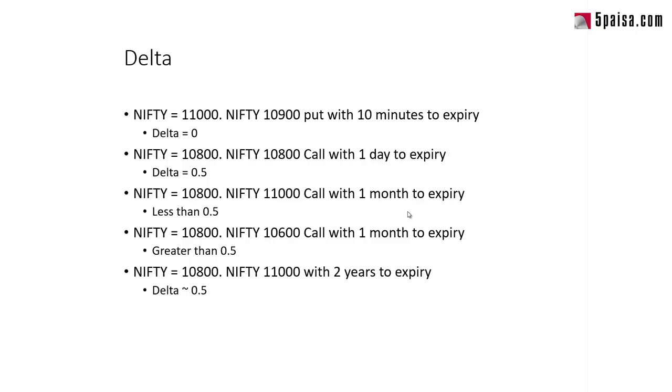And Nifty is at 10,800. There is a Nifty 11,000 call you have. It has 2 years to expiry. So then you have to go back to the first principle and ask, what's the probability of this option expiring in the money? With 2 years to go, everything is 50-50. Therefore, delta will be roughly 0.5, slightly less than 0.5, roughly 0.5.